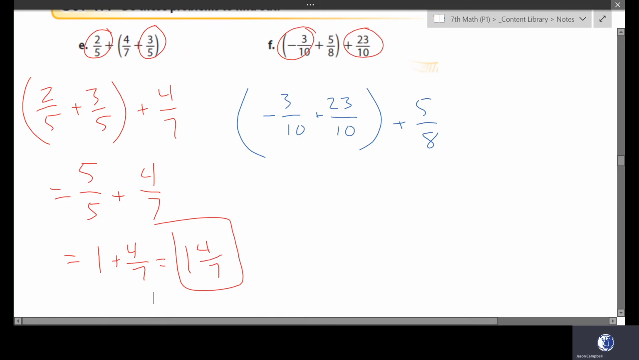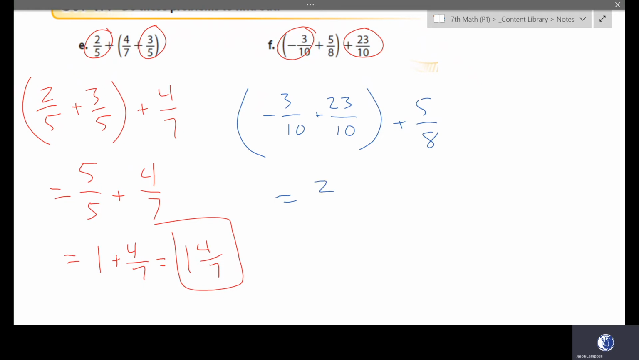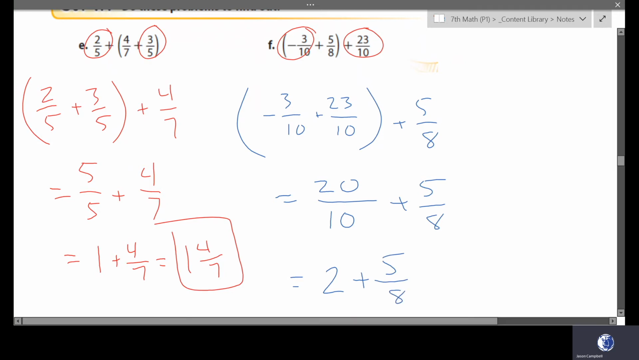Got it F, I have a negative 3/10 and a positive 23/10. A negative 3 and a positive 23 is going to make a positive 20 over 10. Add 5 over 8. Well, 20 divided by 10, that's 2. And 2 add 5/8 is 2 5/8.